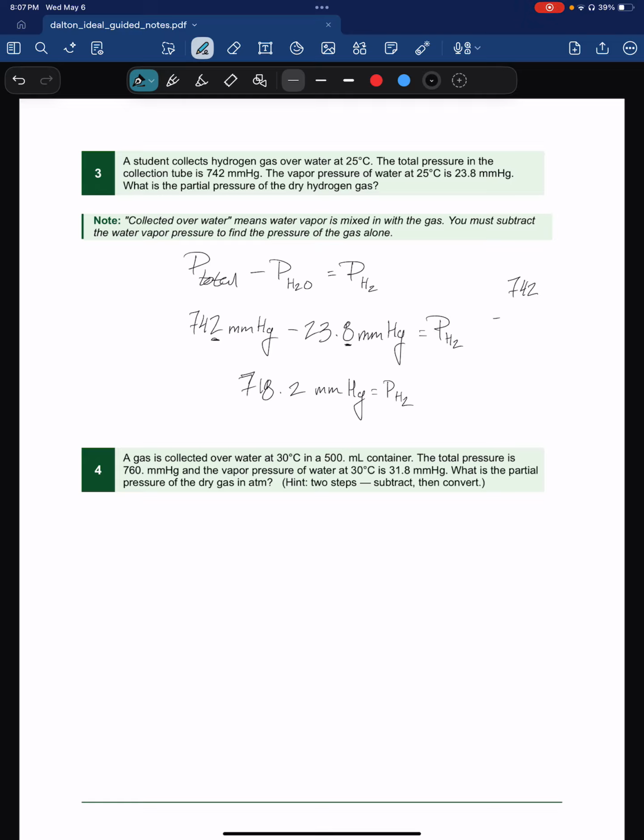That means that if I were to rearrange this, I'd have something like 742 minus 23.8. Anything that's on this side here, when I do that subtraction, is not significant. So I have to round. Great, so my final answer here should be 718 millimeters of mercury is the pressure of my dry hydrogen gas.